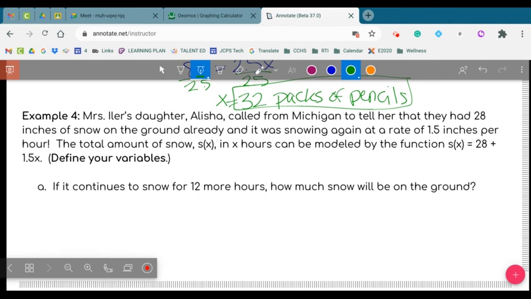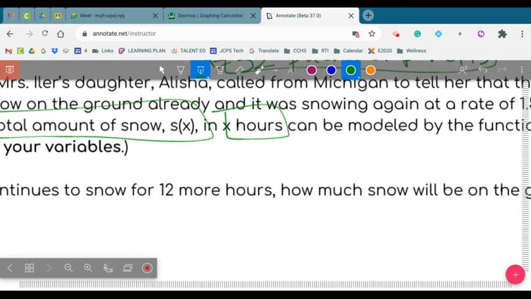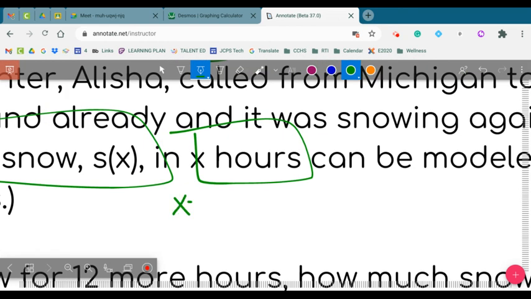It says Mrs. Eiler's daughter, Alicia, called from Michigan to tell her that they had 28 inches of snow on the ground already. And it was snowing at a rate of 1.5 inches per hour. The total amount of snow, S of X, so the S of X is your total, X is your hours, is modeled by the function f of X equals 28 plus 1.5X. Sorry, that's split up, you guys. So X equals hours, Y equals total snow.